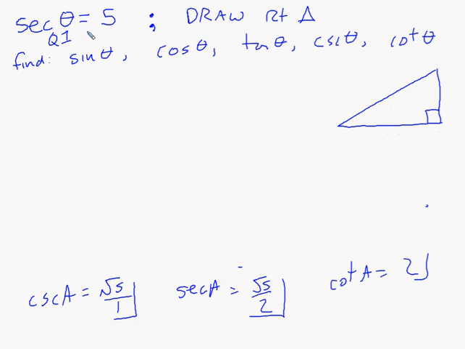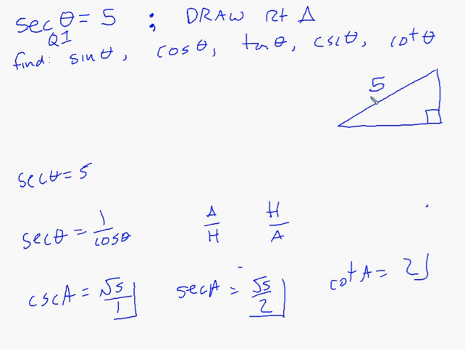And secant is defined as, well, let's see how we can think of this. Secant is 1 over cosine, and the cosine is adjacent over hypotenuse, so this is hypotenuse over adjacent. So my hypotenuse is 5. Now where's A? Well, it doesn't matter, so I just put it somewhere. I'll put it right there.